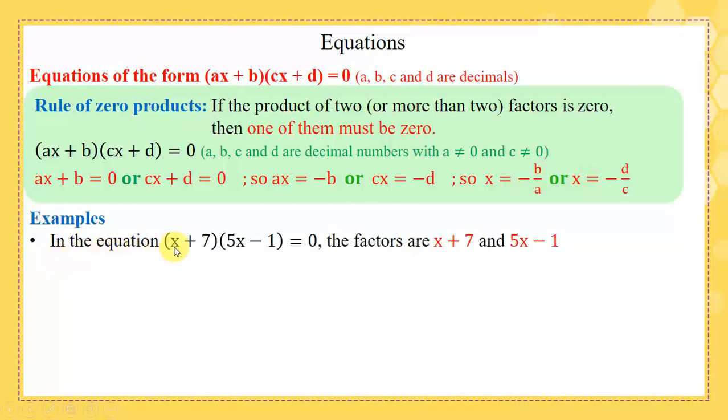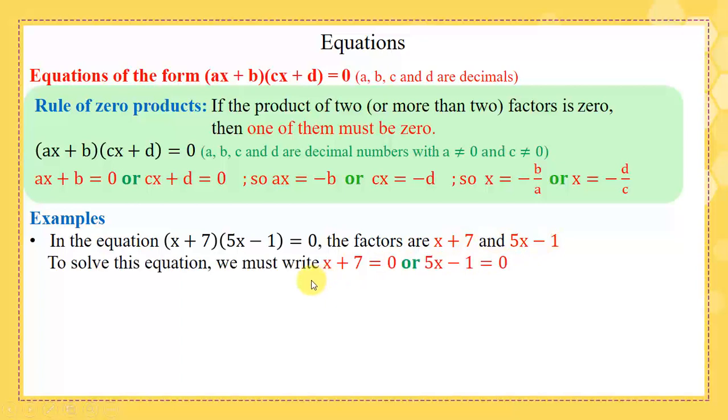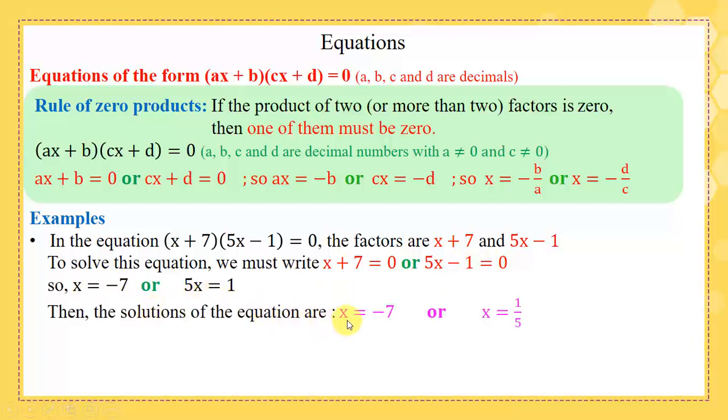Examples: in the equation (x + 7)(5x - 1) = 0, we have two factors that are x + 7 and 5x - 1. To solve this equation, we apply the rule of zero products. So the first factor x + 7 = 0 or 5x - 1 = 0. This means that x = -7 or 5x = 1. So x = -7 or x = 1/5.